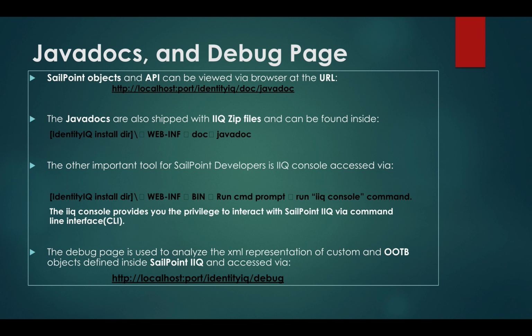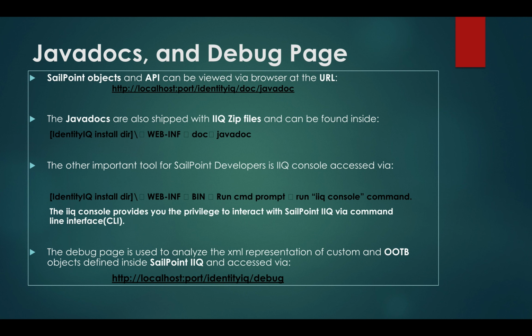The other tool that SailPoint developers usually require is the IIQ console. The IIQ console can be used to run different kinds of aggregation tasks. You can even test a workflow. You can encrypt and decrypt by the use of the IIQ console. You can even generate schemas through IIQ console commands.